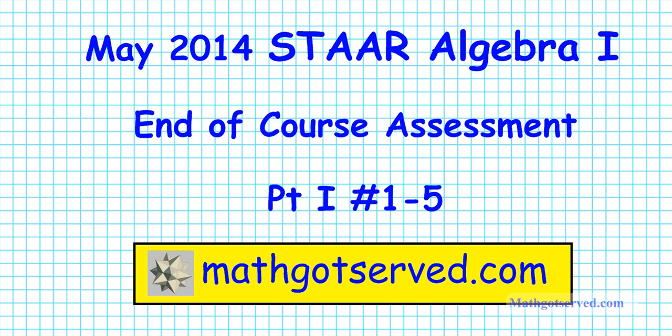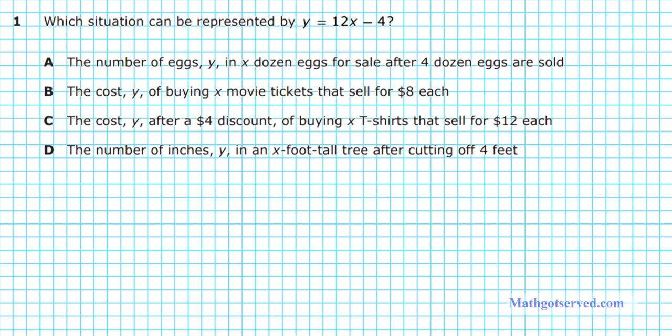All right, let's take a look at problem number 1. It says, which situation can be represented by y equals 12x minus 4. So we have an equation right here, and we're given 4 options in verbal form, and the question is which one, when expressed in algebraic form or as an equation, will yield y equals 12x minus 4.